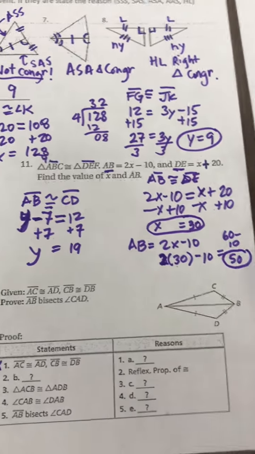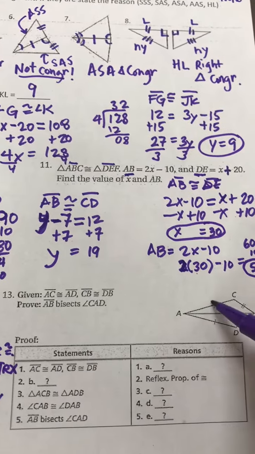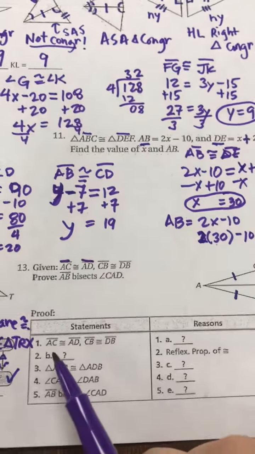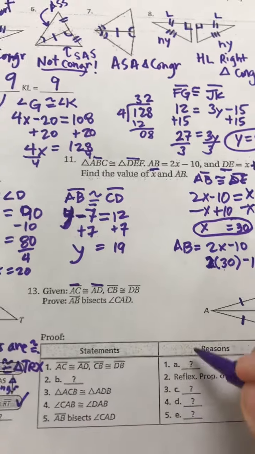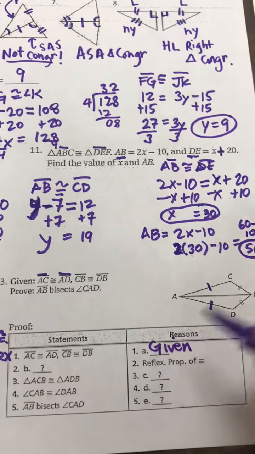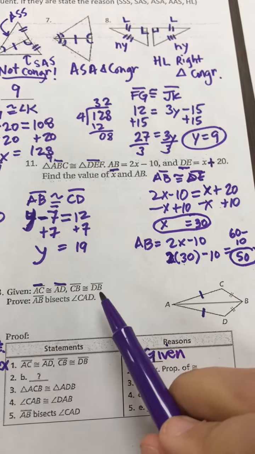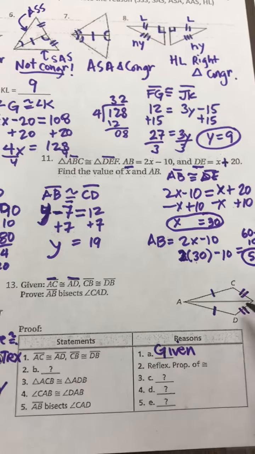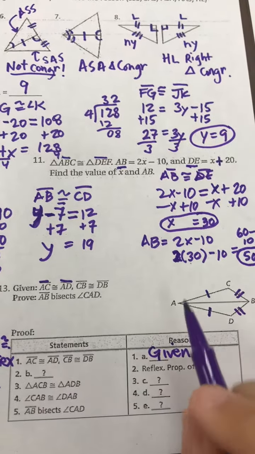AC is congruent to AD. They were nice, they already added those marks. AC and AD. Oh, so they forgot to write the word given. That's an easy one. And CB is congruent to DB. That's nice too. They added those marks for us.